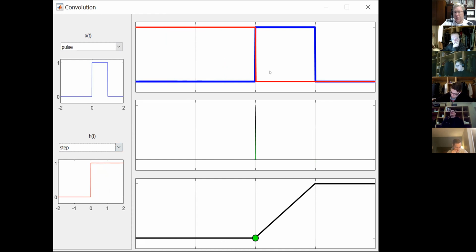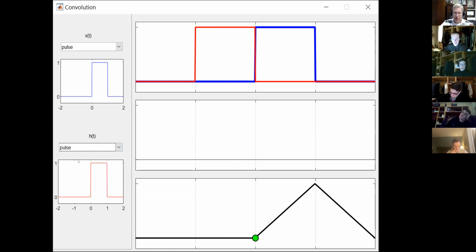Before I go on, are there any questions on this first demonstration? Question: So it really doesn't matter where h of t starts, as long as it starts before where the two start intersecting? It absolutely matters where h of t started.